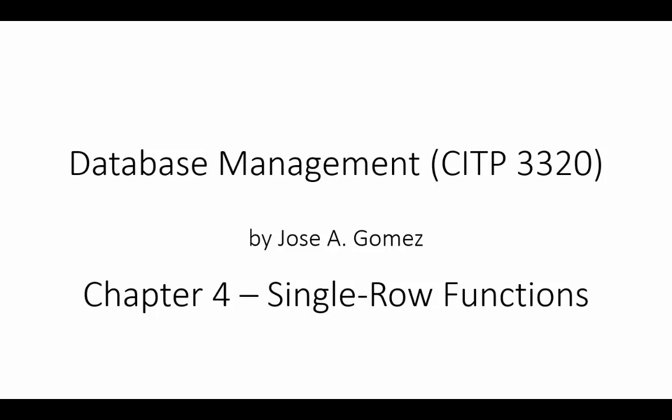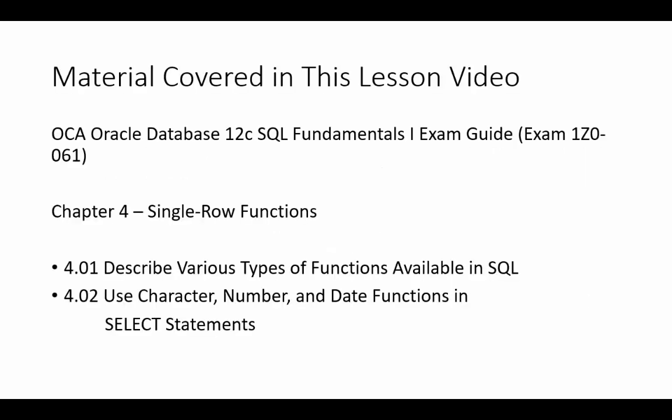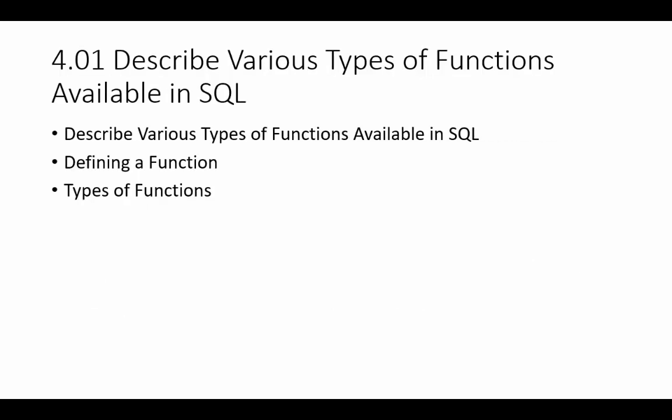Welcome to Database Management. My name is Jose Gomez, and today we're going to cover Chapter 4, Single Row Functions. The sections covered in this chapter are: describe various types of functions available in SQL, and use character, number, and date functions in select statements. In the first section, we're going to cover describing various types of functions available in SQL, defining a function, and types of functions.